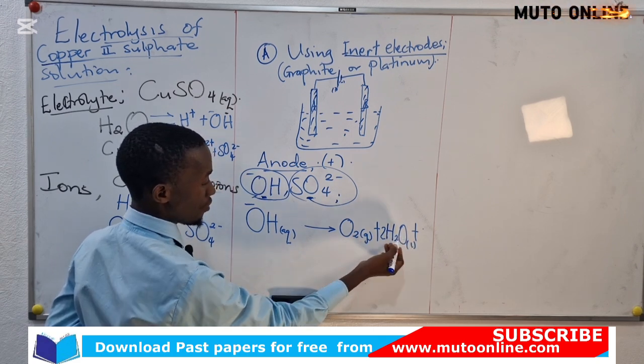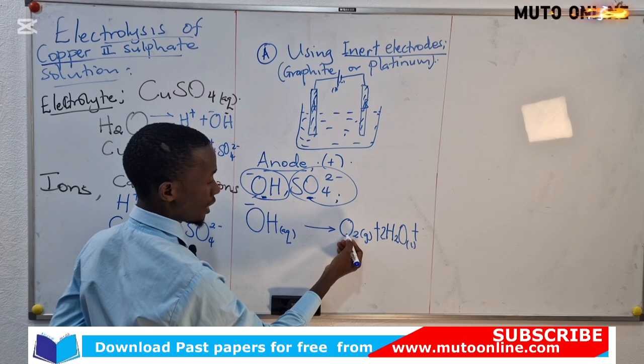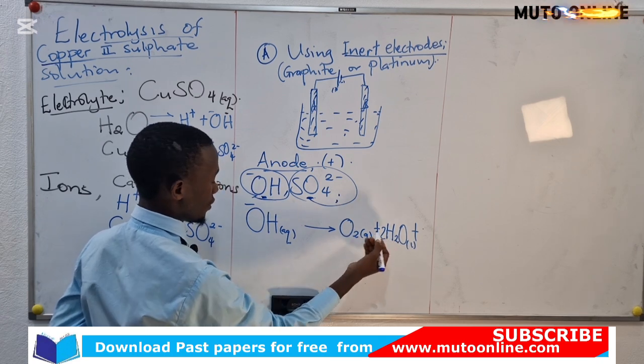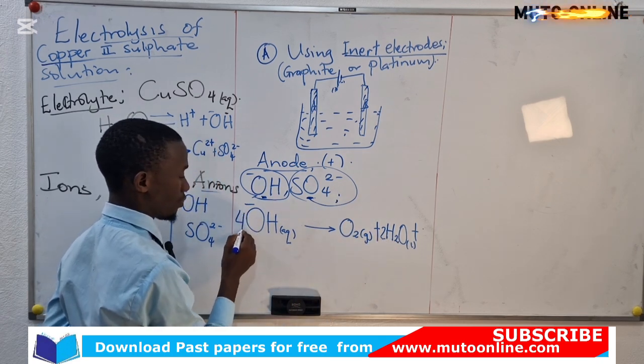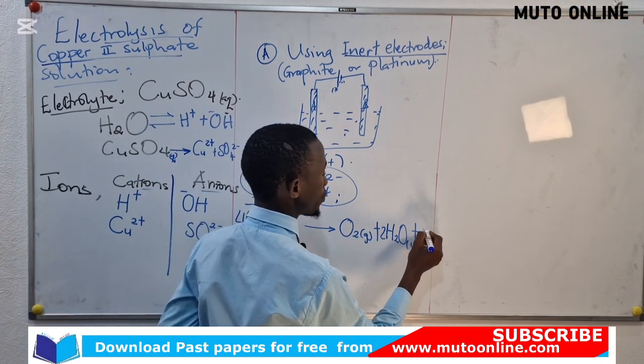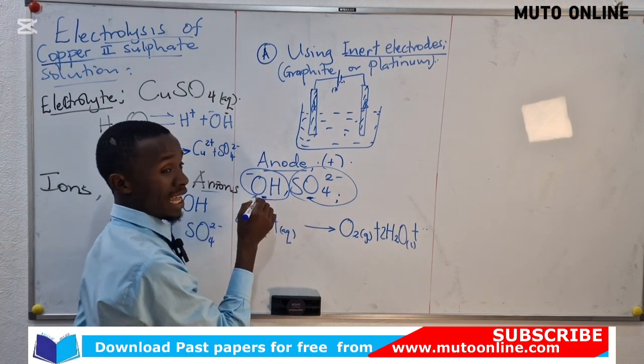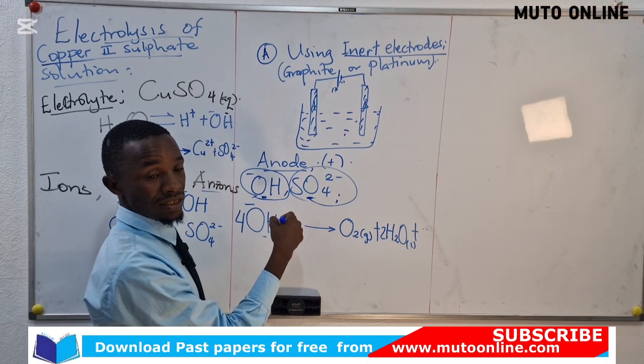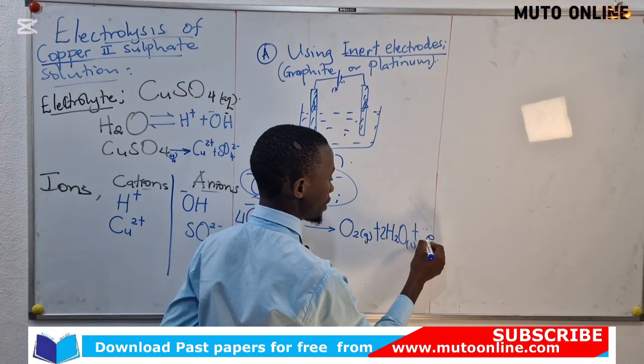To make it 4 oxygen atoms, 4 hydrogen atoms. This means we shall balance it with a 4. But this one is discharged after loss of electrons, because this is an anion. These are anions, so this one will lose electrons.